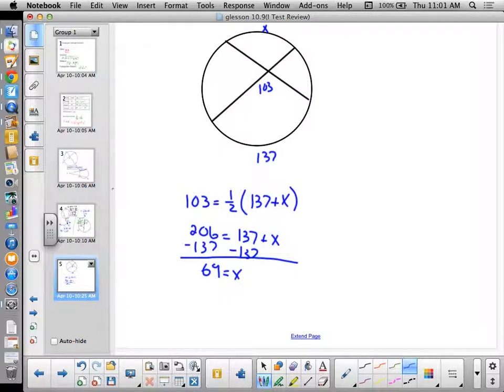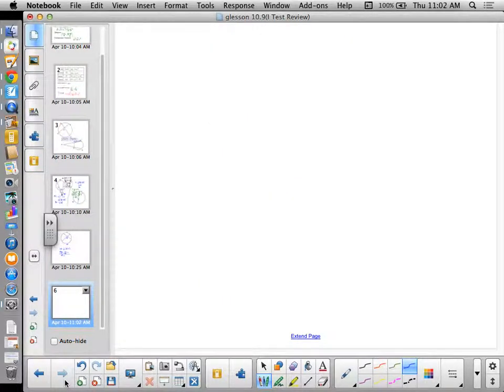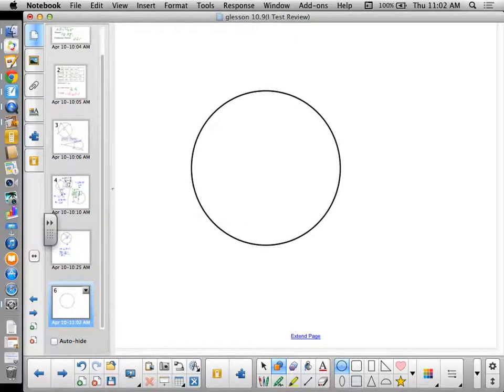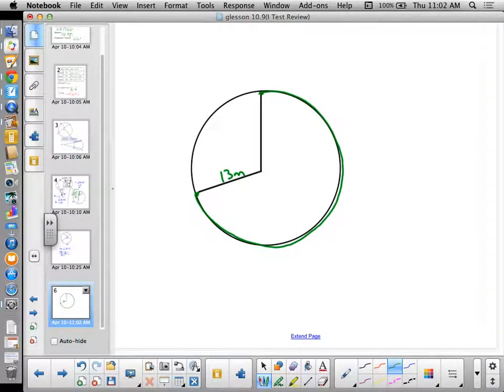Okay. Next one. 22. Okay. Yep. Like I said, the answer key for number 22 was incorrect. But that's okay. It's still a good problem. Not drawn to scale here, unfortunately. Well, let's just kind of draw like that. The radius is 13 meters. This arc here is 45 meters.